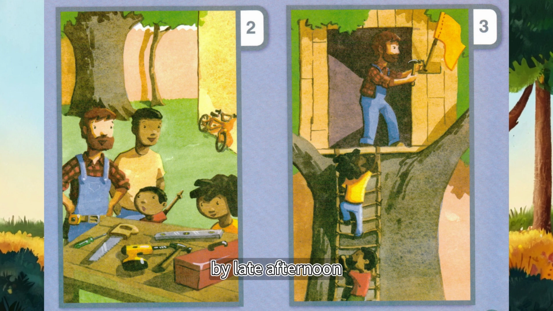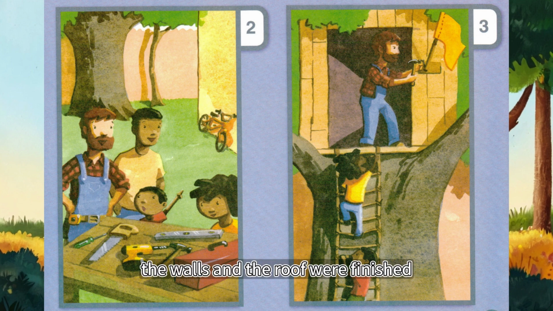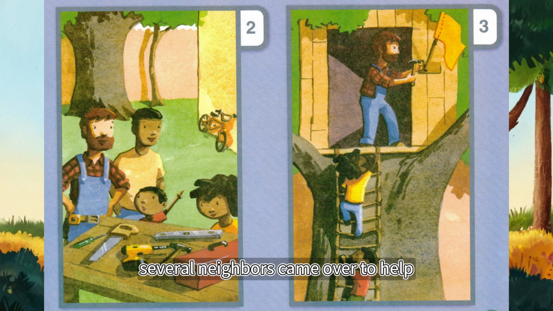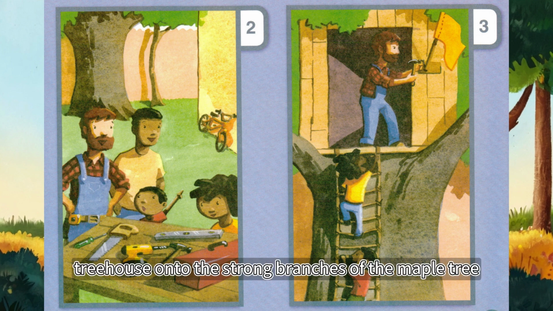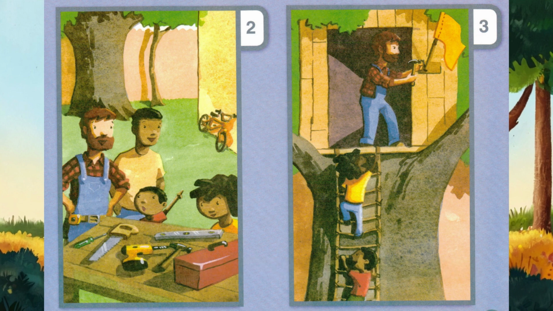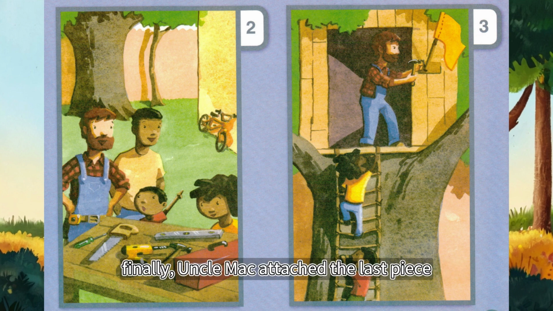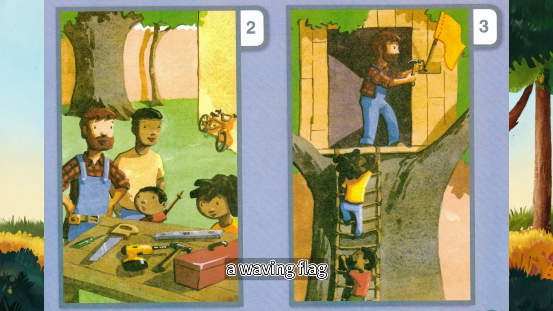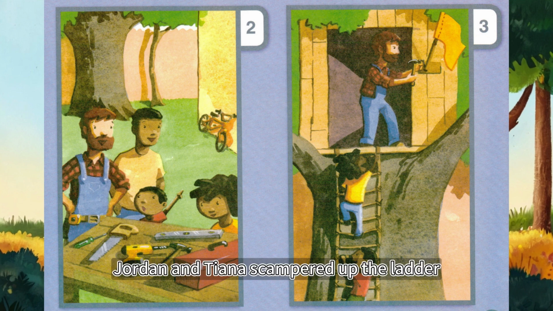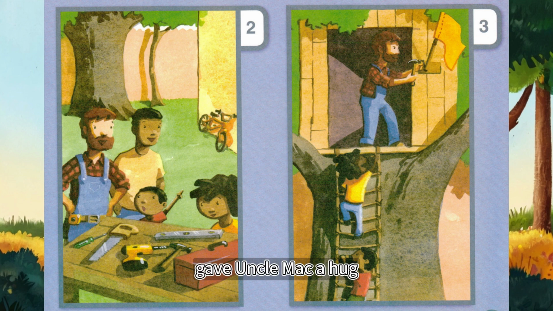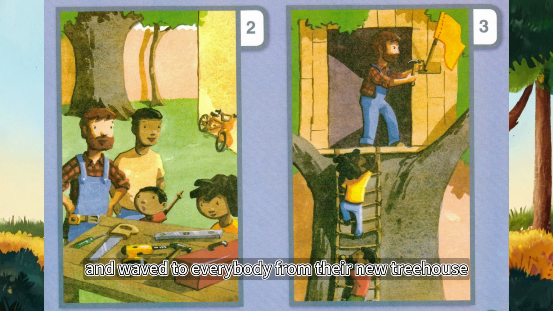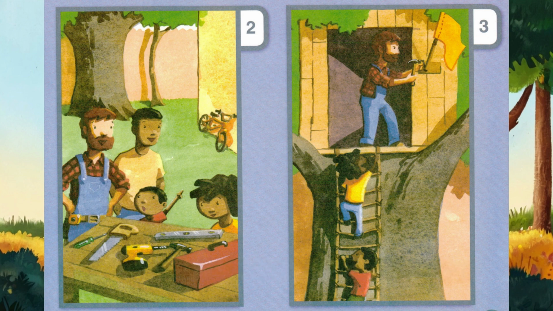By late afternoon, all the sections, the floor, the walls, and the roof were finished. Several neighbors came over to help raise the sections of the treehouse onto the strong branches of the maple tree. Finally, Uncle Mac attached the last piece, a waving flag. Everyone cheered. Jordan and Tiana scampered up the ladder, gave Uncle Mac a hug, and waved to everybody from their new treehouse. The end.